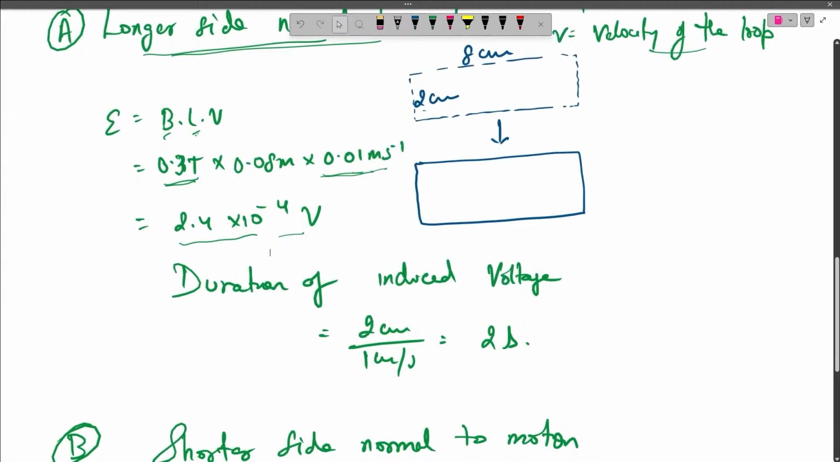Now the question also asked the duration of the induced voltage. For the time the flux changes, there will be induced voltage. Now for how long will the flux change? Starting from the movement of the coil till the coil has moved 100% out of the magnetic field, there will be the induced voltage. Since this side is moving out of the magnetic field, we can get the time by dividing 2 cm by the velocity. So 2 cm by 1 cm per second, we will get 2 seconds.